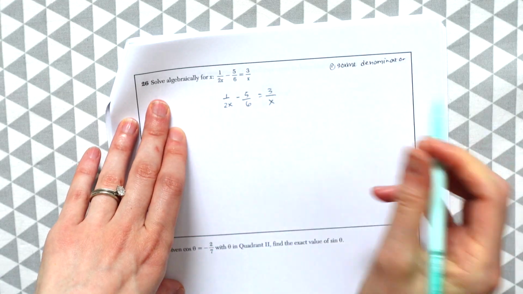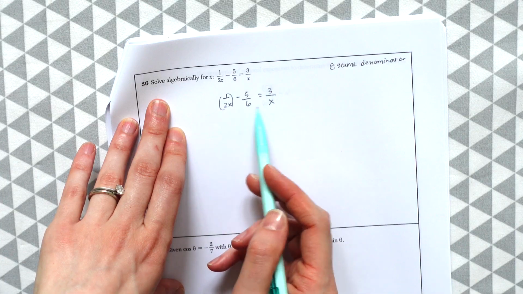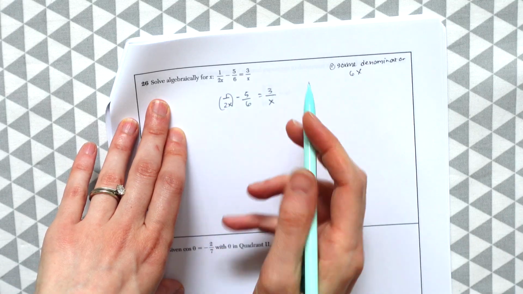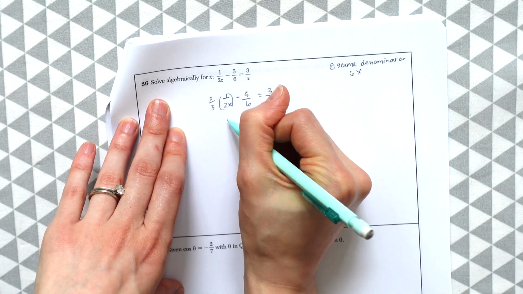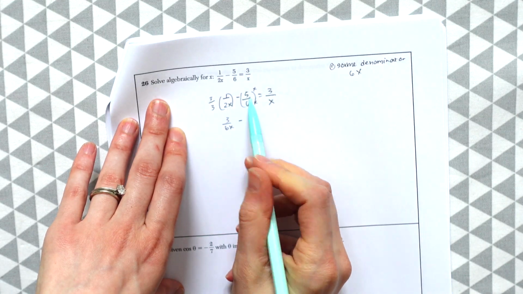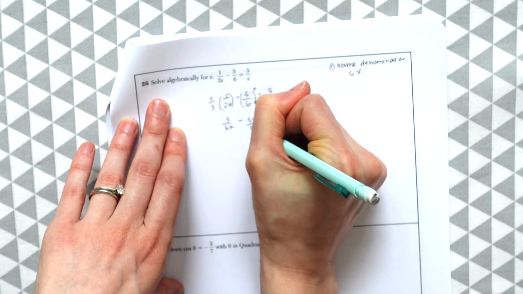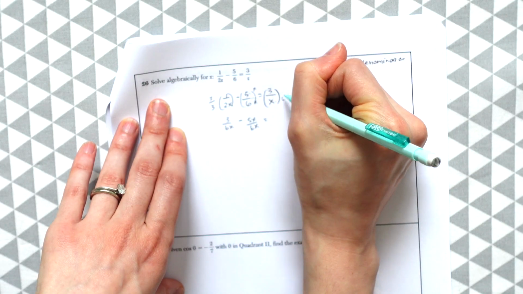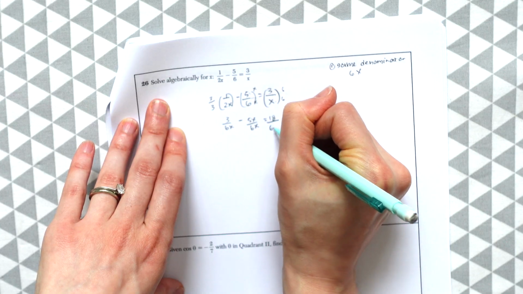To do that, we look at this and see that we should get 6x as the common denominator. To get 6x on the denominator over here, we have to multiply the numerator and denominator by 3. This will give us 3 over 6x minus, to get 6x here, we'll have to multiply numerator and denominator by x, to get 5x over 6x. Then over here just multiply by 6, so 6 times 3 is 18, and this is over 6x.